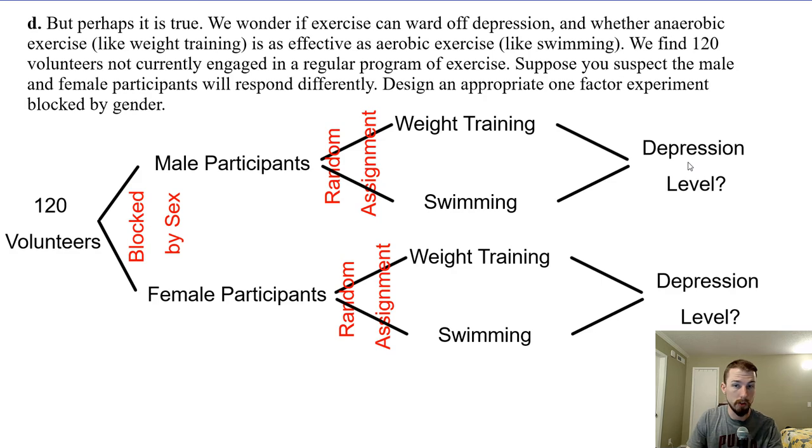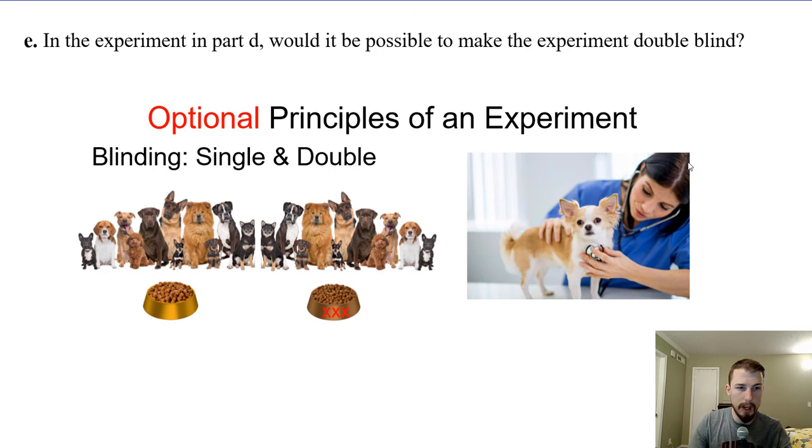So just rates of depression or levels of depression or average level of depression. And pretty much that's it. All right, in the experiment in part D, would it be possible to make the experiment double blind?